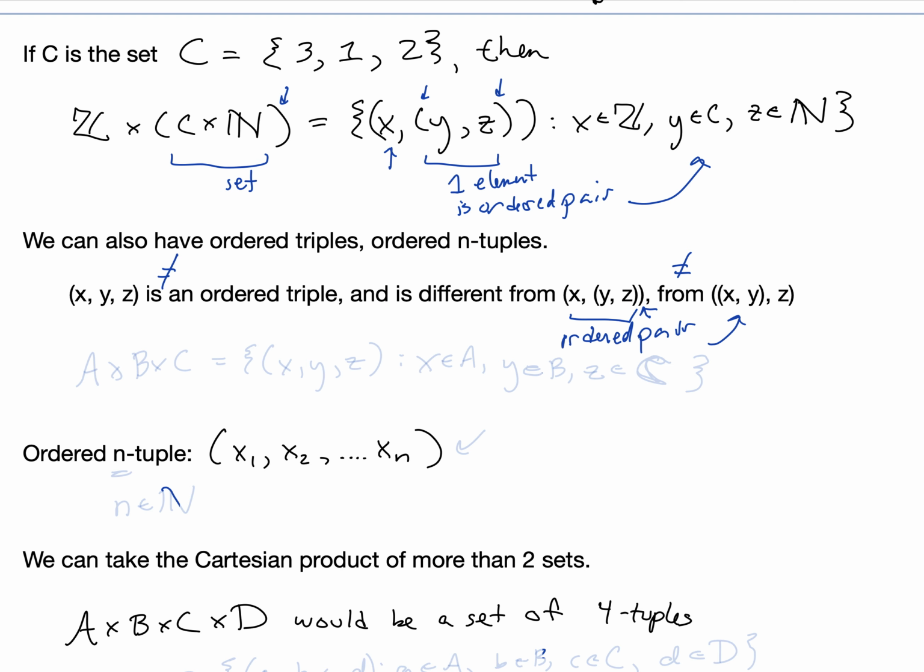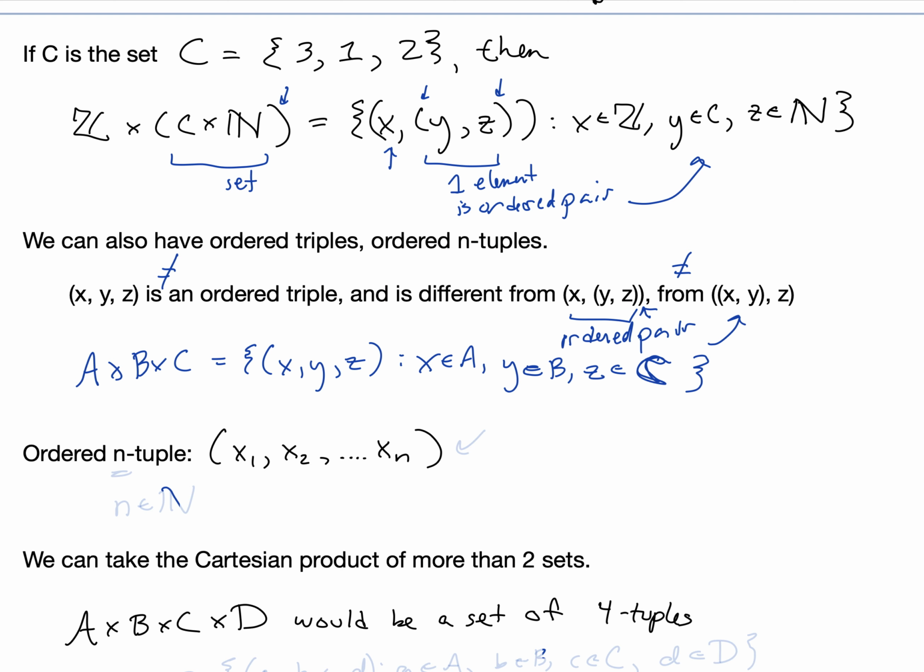And an ordered triple x comma y comma z is again just from some Cartesian product of sets. A cross B cross C would be x comma y comma z, such that x is in A, y is in B, and z is in C, whatever those sets happen to be.